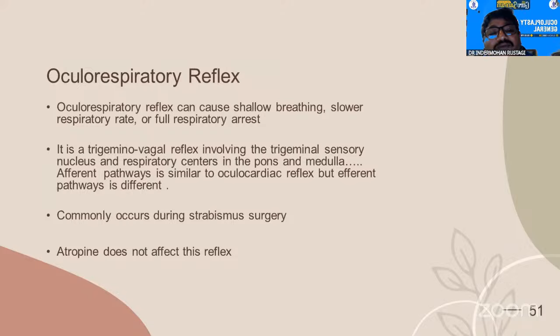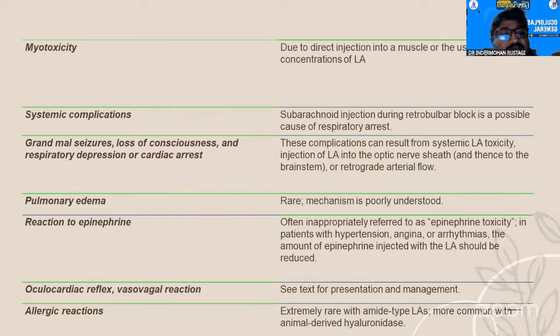Another important reflex is the oculorespiratory reflex. The same afferent pathway is there, but here the efferent pathway is different, and it goes to the pons and medulla. Again, it happens in strabismus surgery. So these are a few complications we should avoid. The important ones are the oculocardiac reflex and vasovagal reaction.